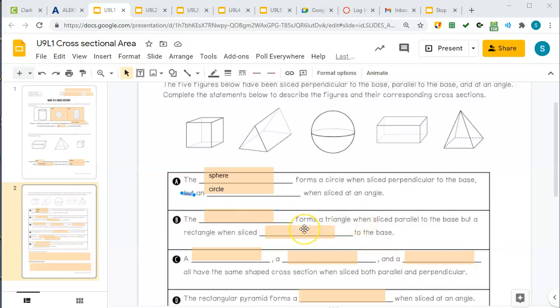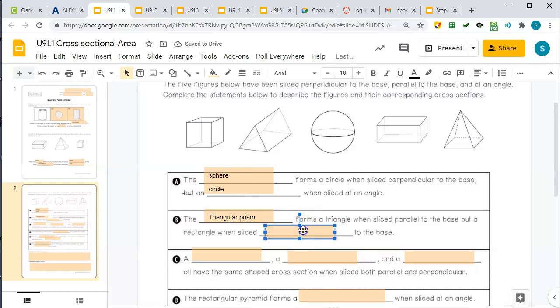Okay, so let's see what forms a triangle when sliced parallel to the base, but a rectangle when sliced perpendicular to the base. Here we've got our triangular prism, and our base is our triangle. If we cut parallel to the base, we're going to get another triangle. But if we cut perpendicular to the base, as if we trim off this edge here, we're going to see that rectangle. So the triangular prism forms a triangle when sliced parallel to the base, but a rectangle when sliced perpendicular to the base.